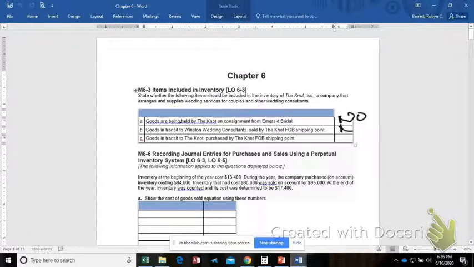Okay, you guys are right. No, because it was shipped FOB shipping point, so it's going to go into Winston's. Okay. And then the last one likes to be a tongue twister for me. Goods in transit to the knot, purchased by the knot, FOB shipping point. Should that go in the knot inventory? Yes. Because that one was purchased shipping point, but it was purchased by the knot. So it goes into the knot's inventory.